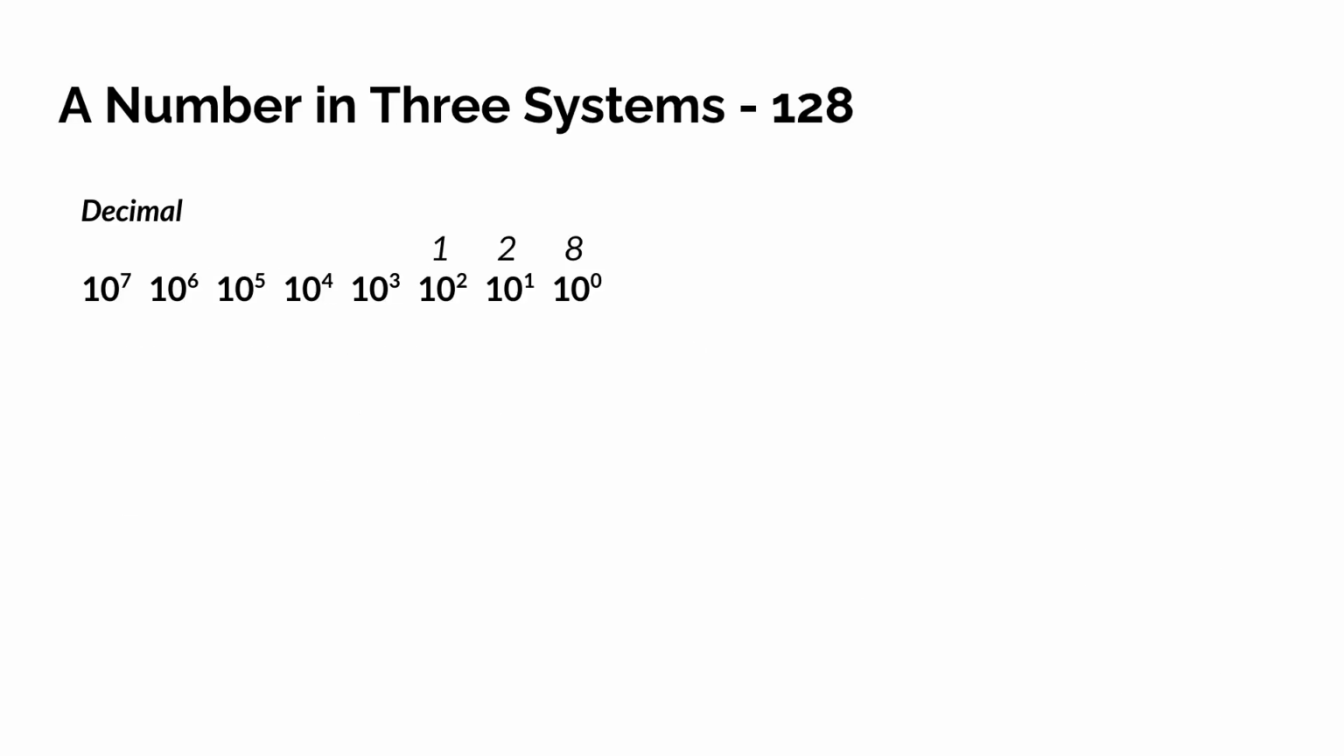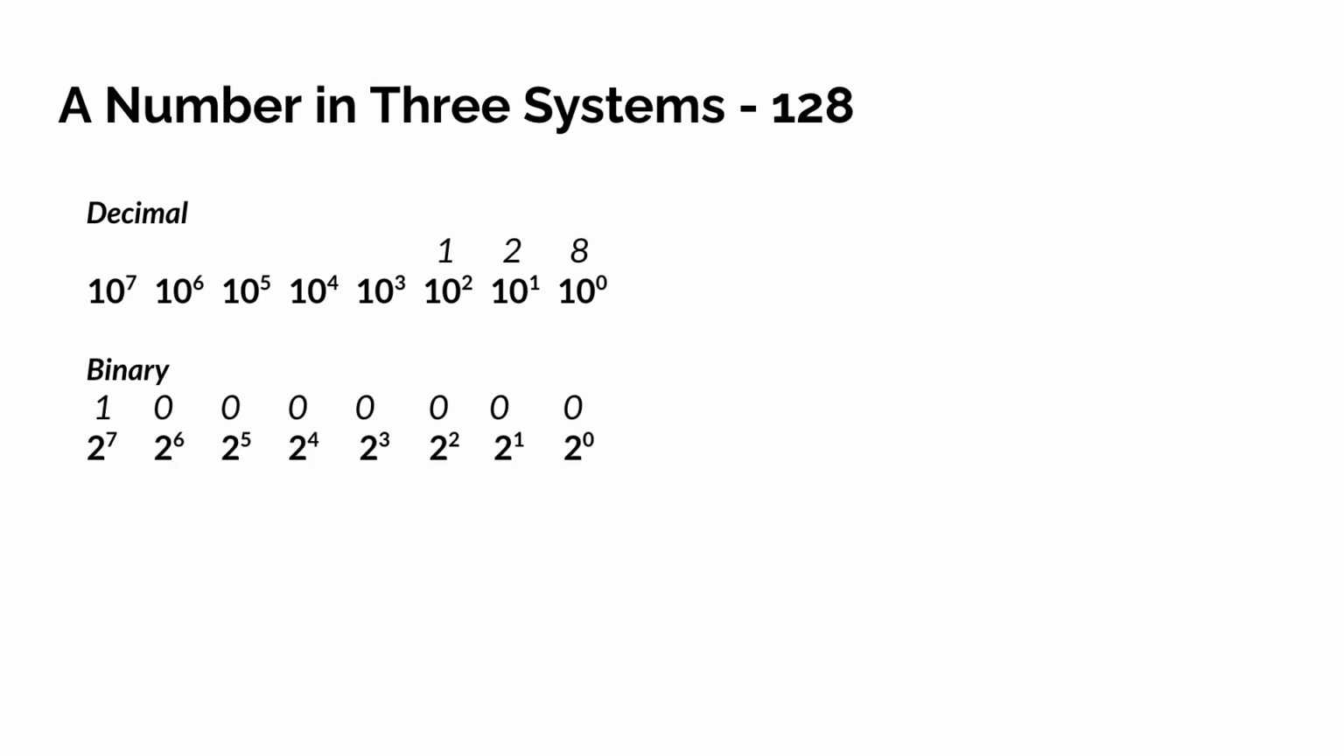Now, we're going to look at a number in three systems, 128. In decimal, it's pretty straightforward. You've seen the number 128 before. I'm doing everything in sort of byte format because that makes it easy. In byte format, we've got places all the way up to 10 to the 7, but in this case, we only need the first three places of the decimal system to represent 128: the hundreds place, the tens place, and the ones place.